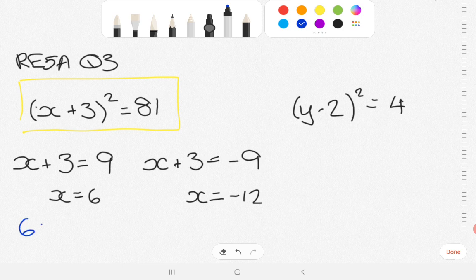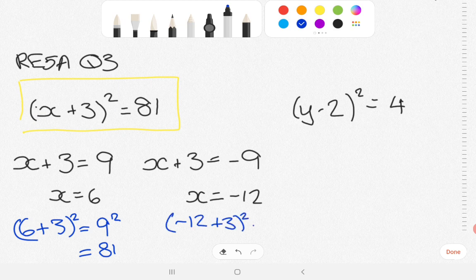So if we put back in 6, (6 + 3) all squared would be 9 squared, which is indeed 81. And on the other side, we've got minus 12 as your x, plus 3, all squared. Well, that's minus 9 squared. A negative times a negative is a positive, so that would give me positive 81. So that's how we would go about solving those kind of questions at this stage.